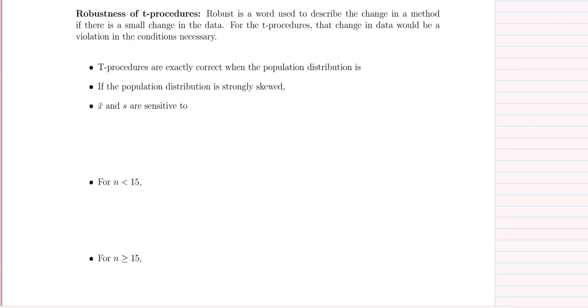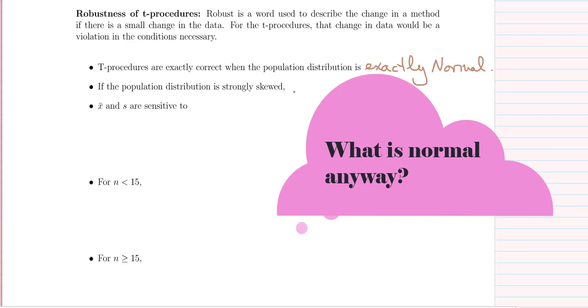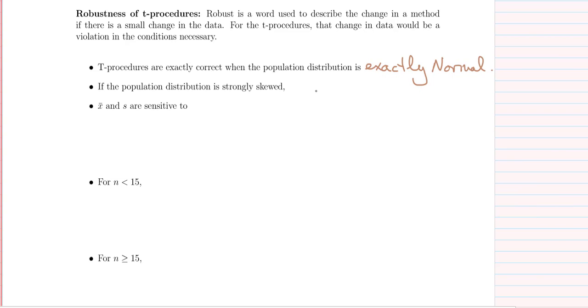So let's talk about the meaning of robustness in more detail. We know that the T procedures are exactly correct when the population distribution is exactly normal. Great. Apparently we love it when things are normal. So if the population distribution is strongly skewed, and I think strongly skewed means something like this, then the T procedures are not robust. This is going back to the condition that we need something that's roughly symmetric.